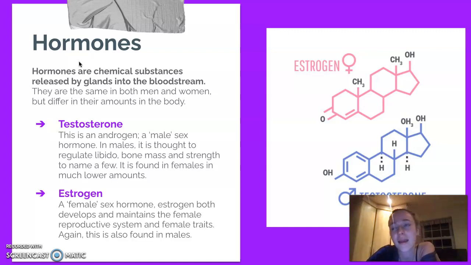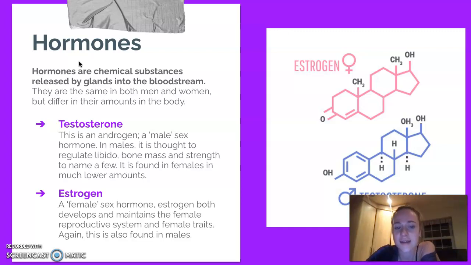And a misbalancing of these can cause more masculine or feminine traits in either males or females. So you could have two females and one could have high levels of testosterone, and that would probably make them have a deeper voice, more male traits. And there are certain conditions that can occur in humans through an imbalance of hormones.